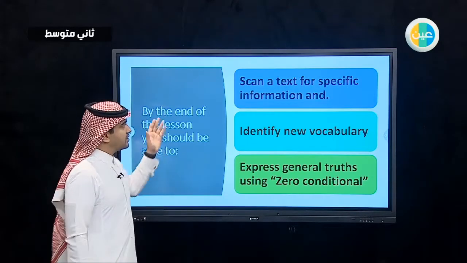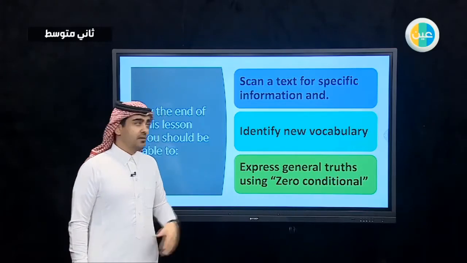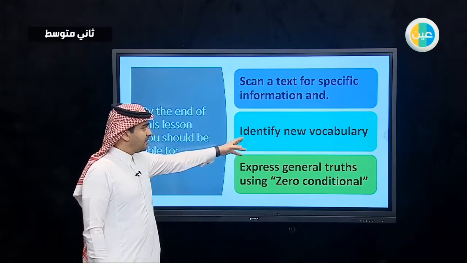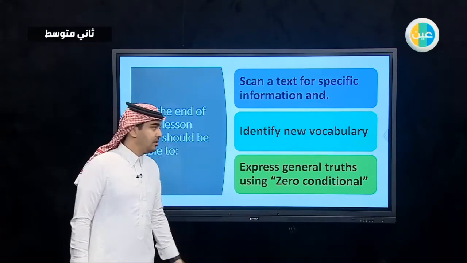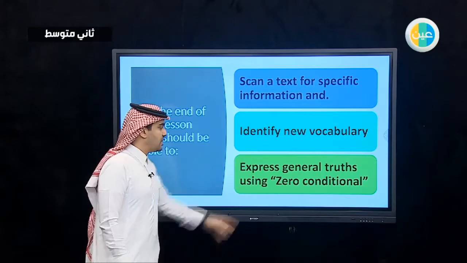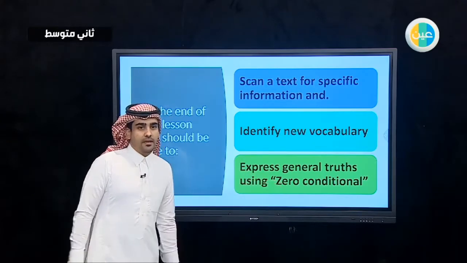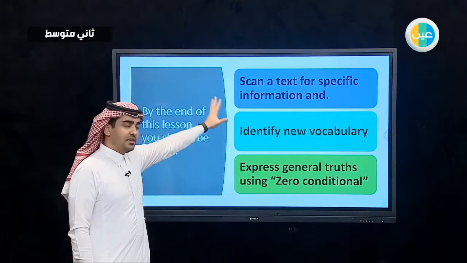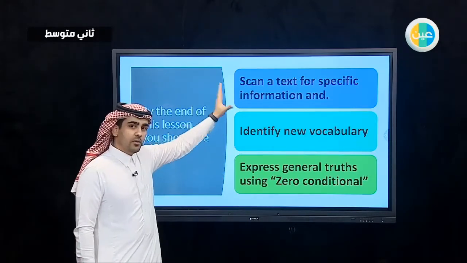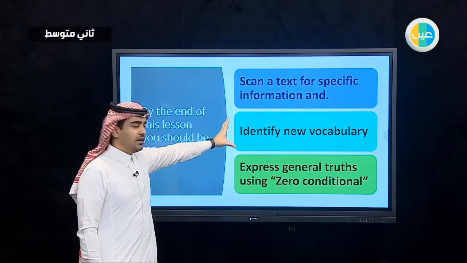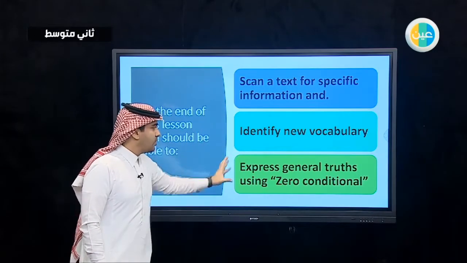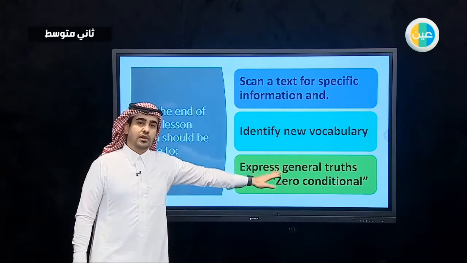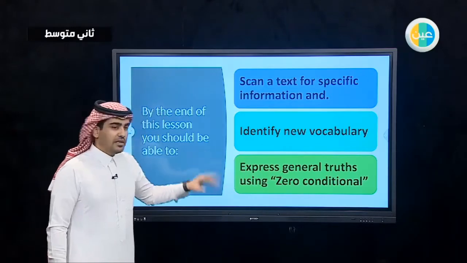By the end of this lesson you will be able to scan a text for specific information, identify new vocabulary, and also express general truth using zero conditional. So we have three objectives. Searching for specific information in the text, knowing the new words or vocabulary, and expressing general truths using the zero conditional rule for conditional sentences. These are the objectives of this lesson.